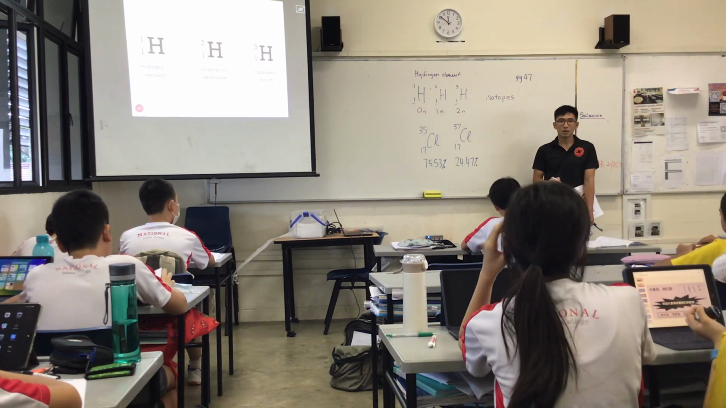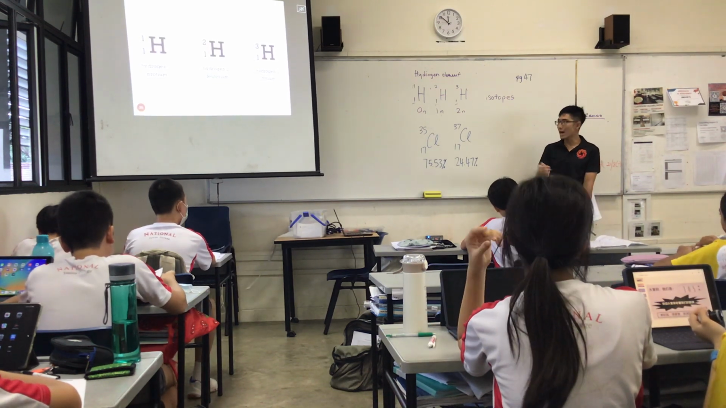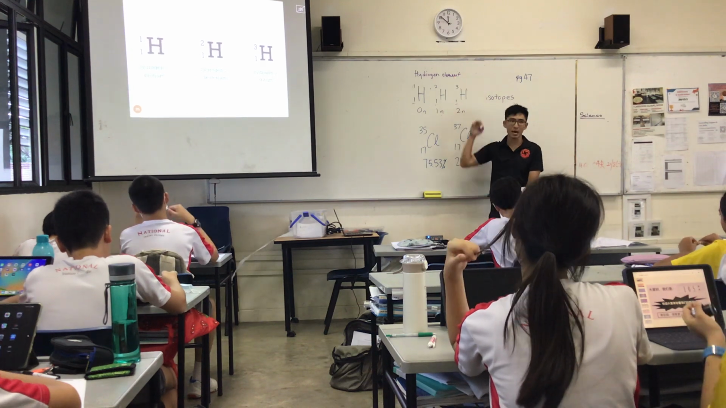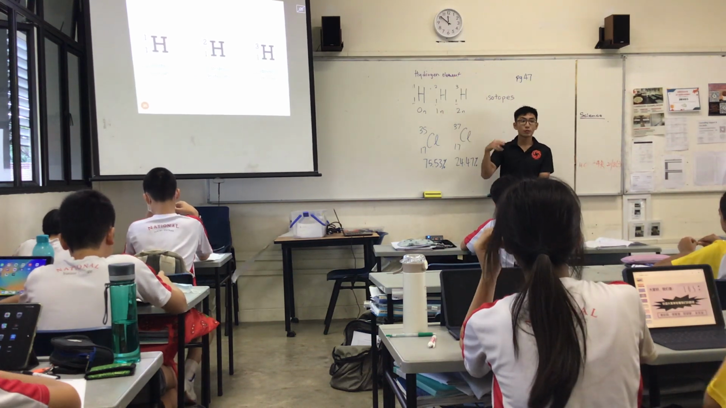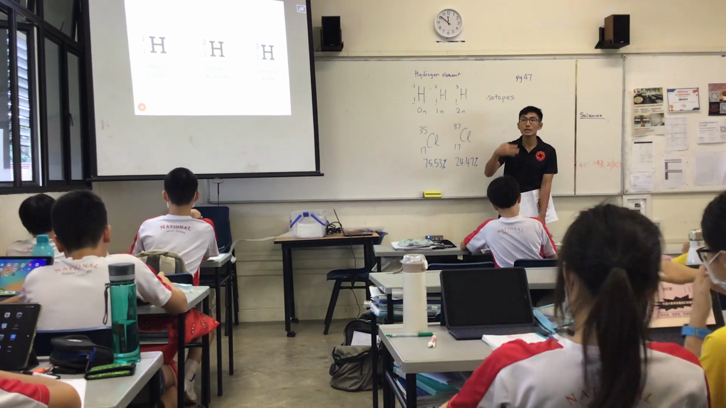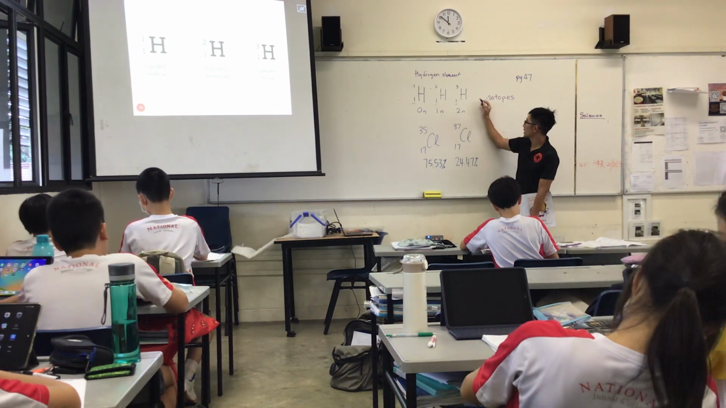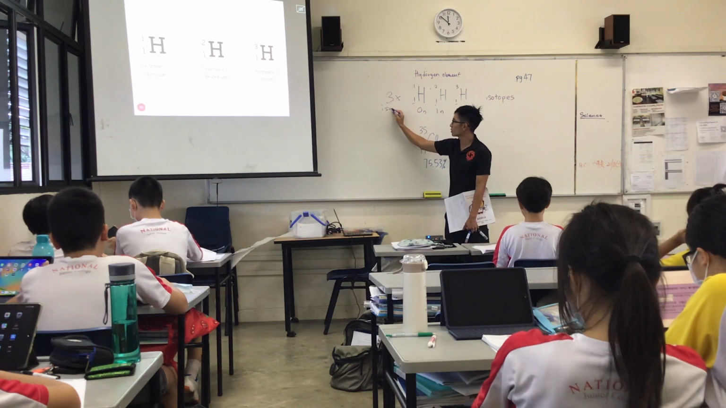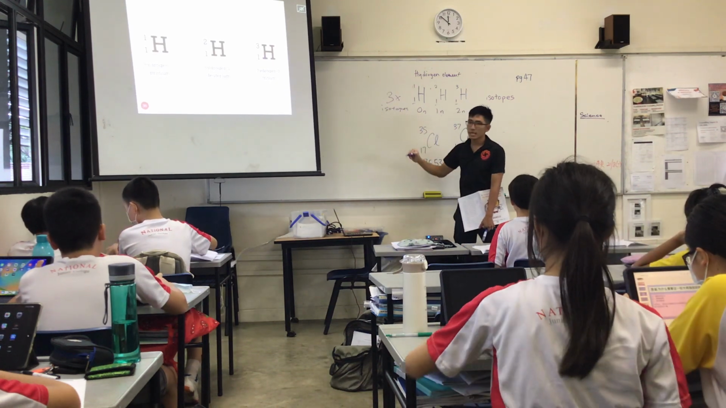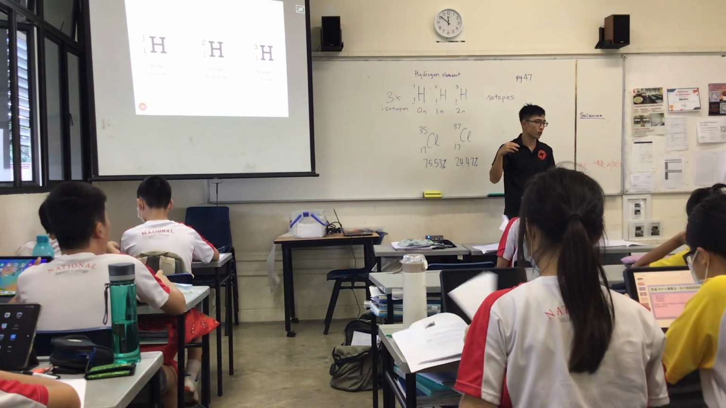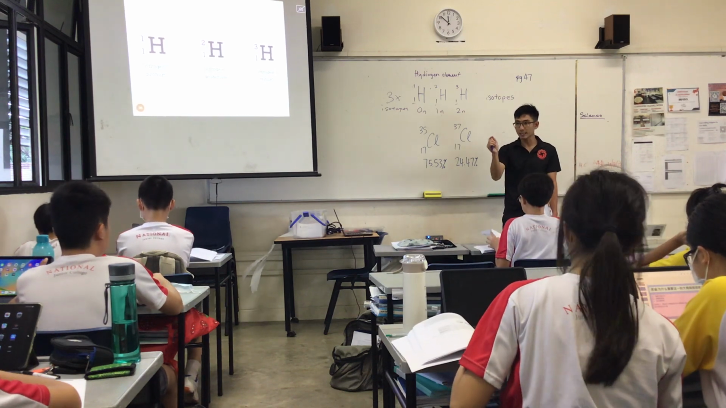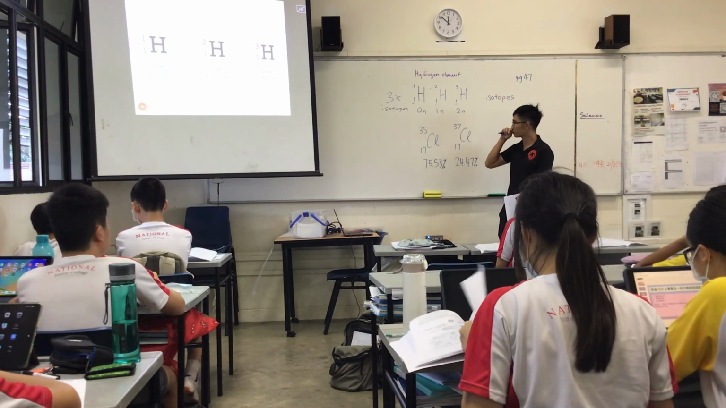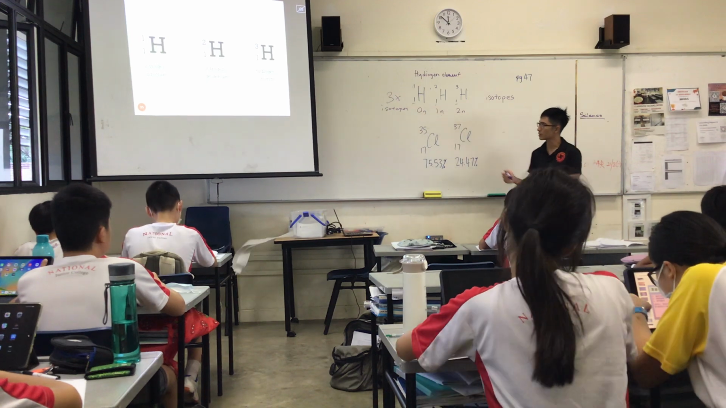Okay? So, if I were to ask you, how many isotopes are there for the element hydrogen? There are 3 isotopes. Okay, 3 different versions of hydrogen. Each one differing by the number of neutrons, not protons, because protons is the identity of the atom.